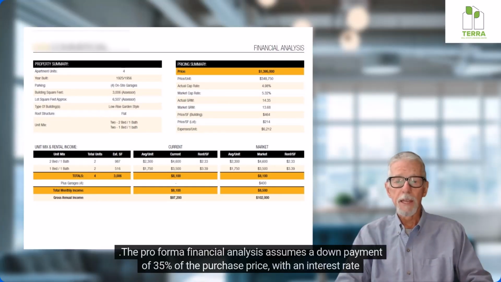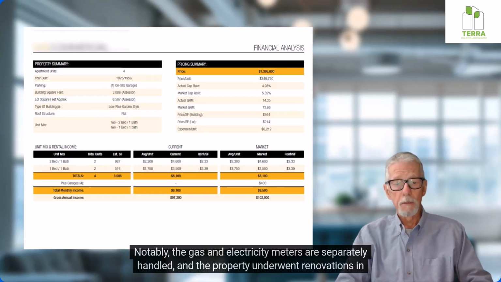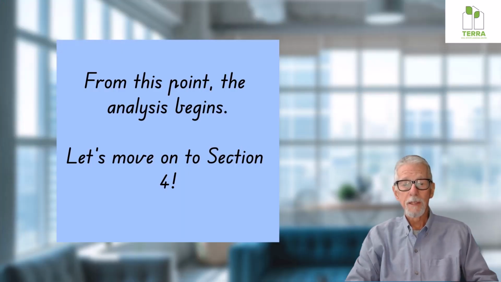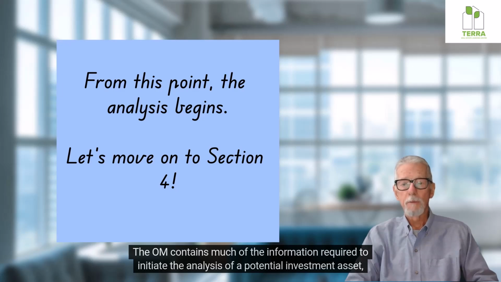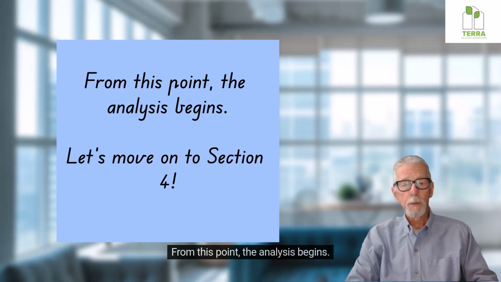The pro forma financial analysis assumes a down payment of 35% of the purchase price with an interest rate of 4.5%. Notably, the gas and electricity meters are separately handled, and the property underwent renovations in 2022. The OM contains much of the information required to initiate the analysis of a potential investment asset, and we will verify the information against market data and our investigation. From this point, the analysis begins. Let's get started.